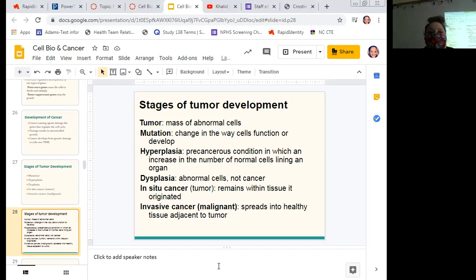Think about skin cancer. Let's say you have a spot on your skin and the doctor says, I'm not concerned that it's cancer, but I might put you in this hyperplasia stage where you might have a birthmark, not a birthmark, but a freckle or something that we're keeping an eye on. Okay? Yes, ma'am.